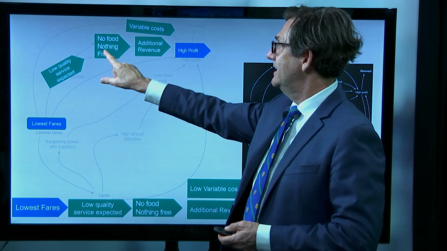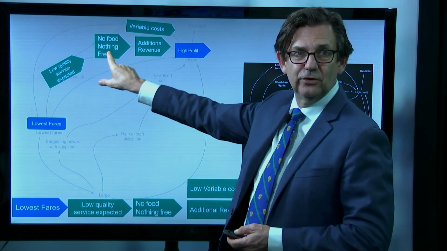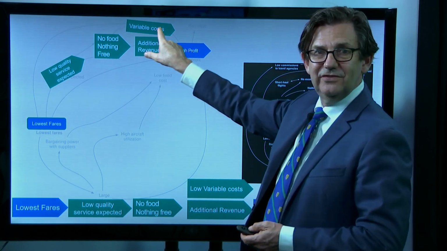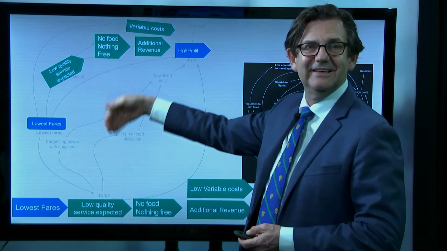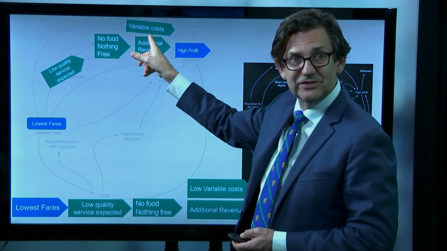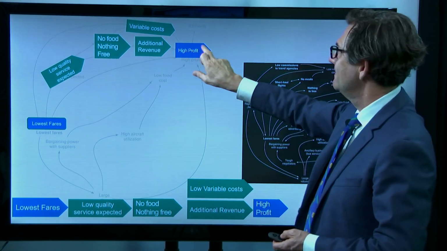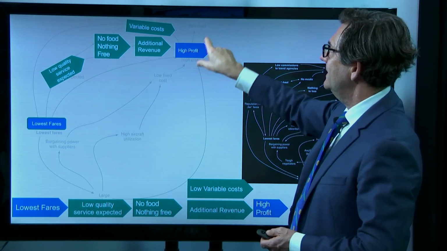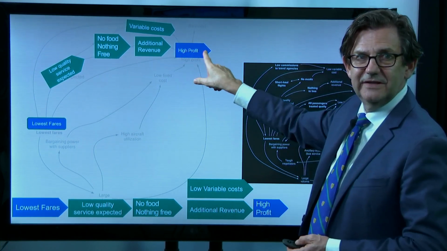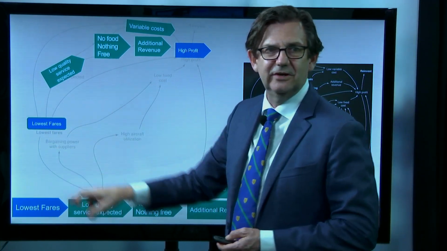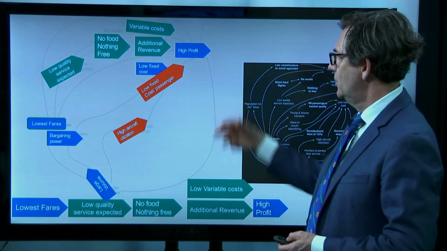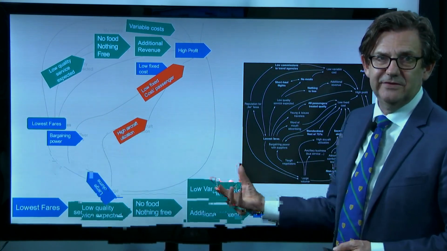No food, nothing's free at all. Pay for it. Variable costs, obviously, the company's only accruing costs if they're intending to sell it or about to sell it. Additional revenue here, high profit. And all of these fit in with reinvestment that goes back to being able to offer the lowest fares. Put them all together and you have a very comprehensive model.